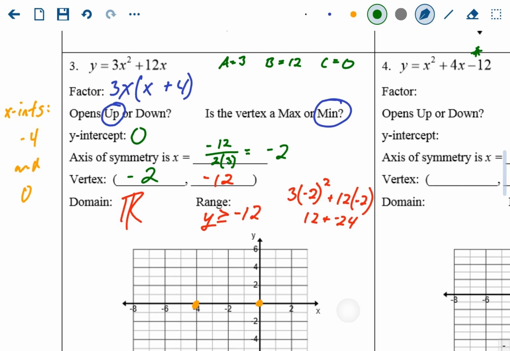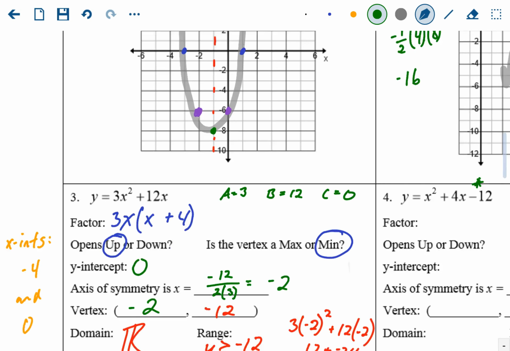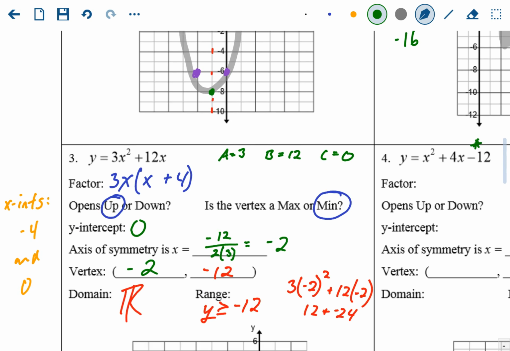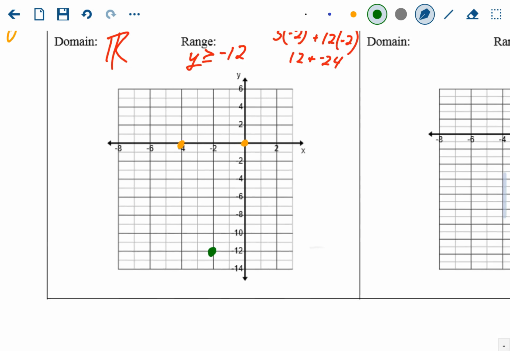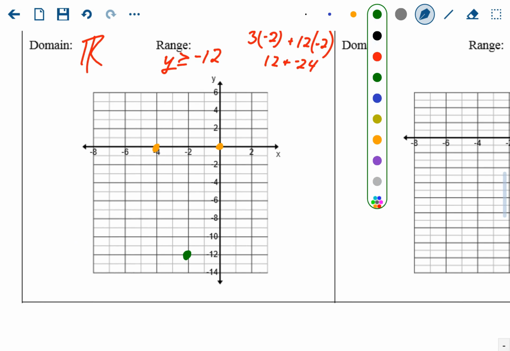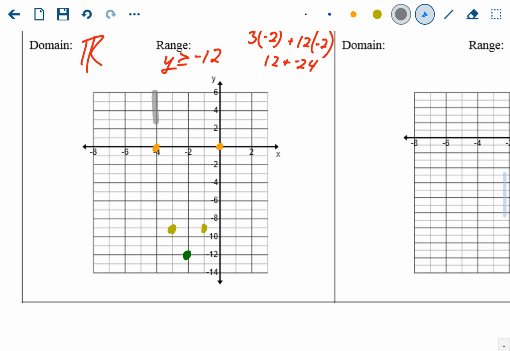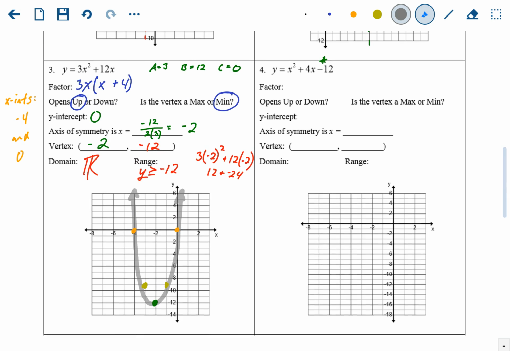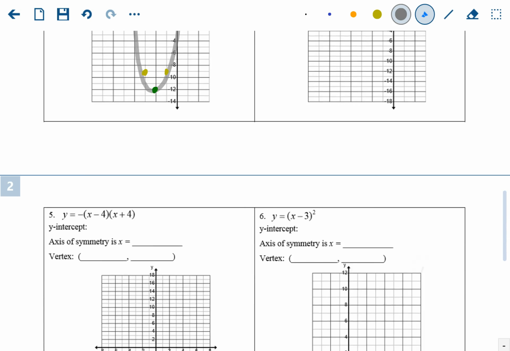You would need another point, so you could plug in 1, for example. Or negative 1, rather. Negative 1 squared is 1, times 3 is 3. Minus 12 is negative 9. We're going to talk some graphing techniques in the next lesson. There it is. Alright, so that one is some standard form. That wasn't required for the homework, but it is good information.